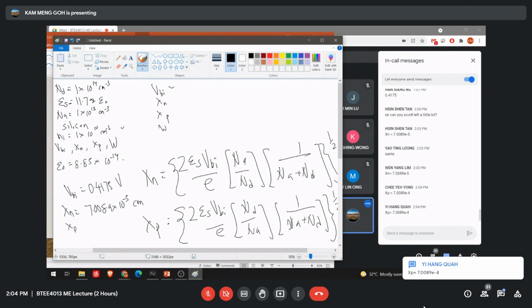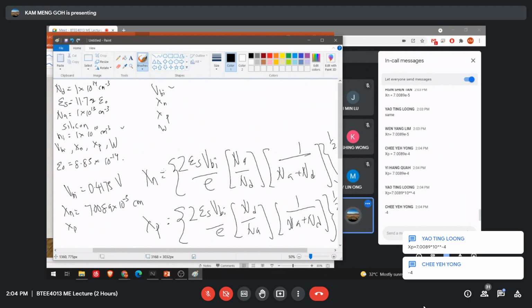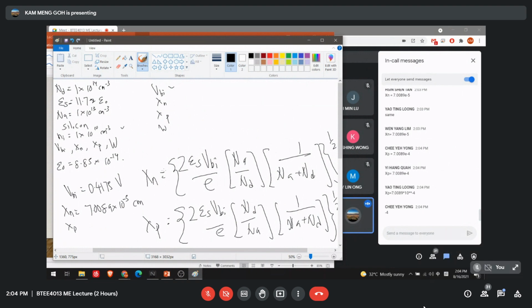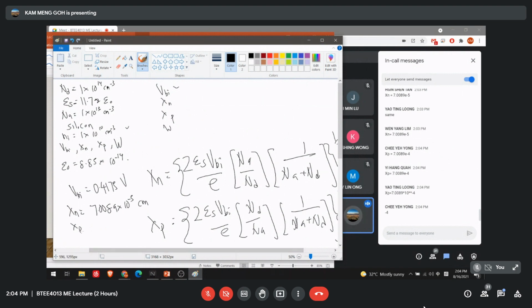Okay, we got Sp value. Sp also the same. Seriously? So Sp is times 10 to the power -4 cm.